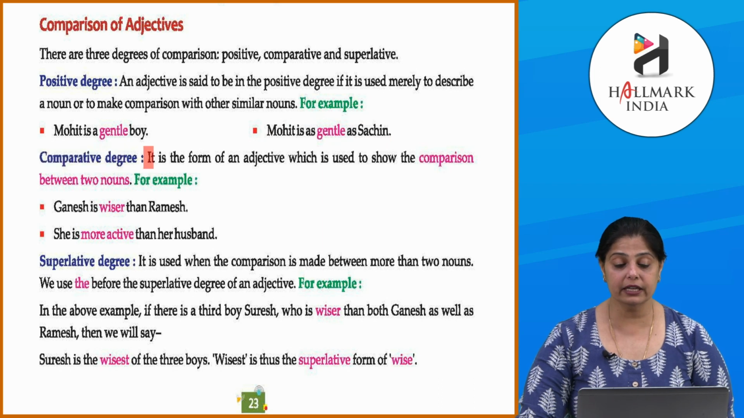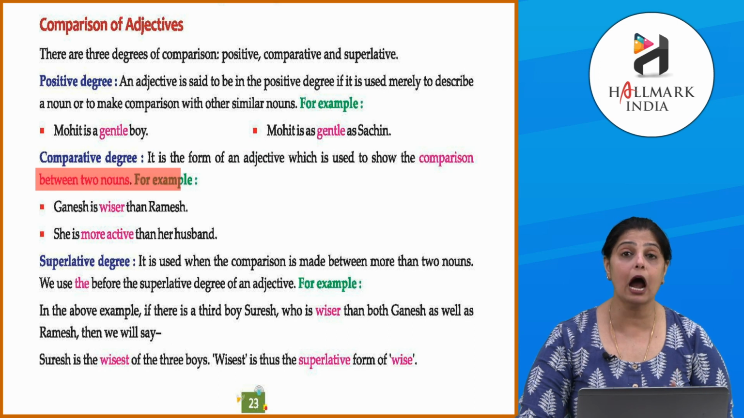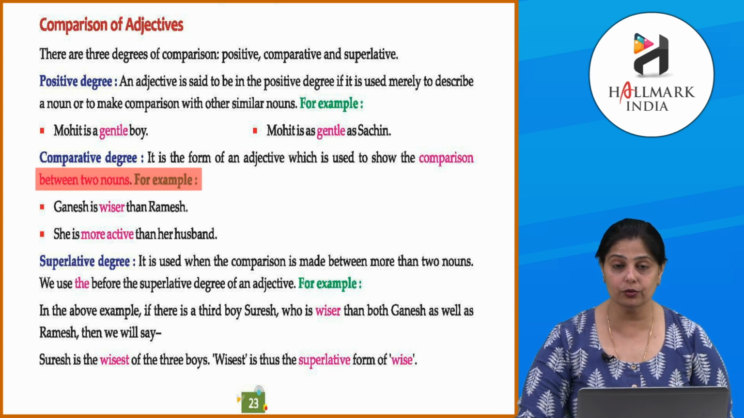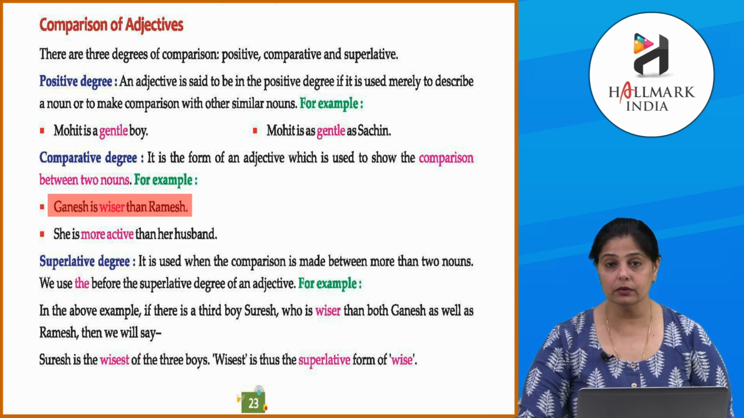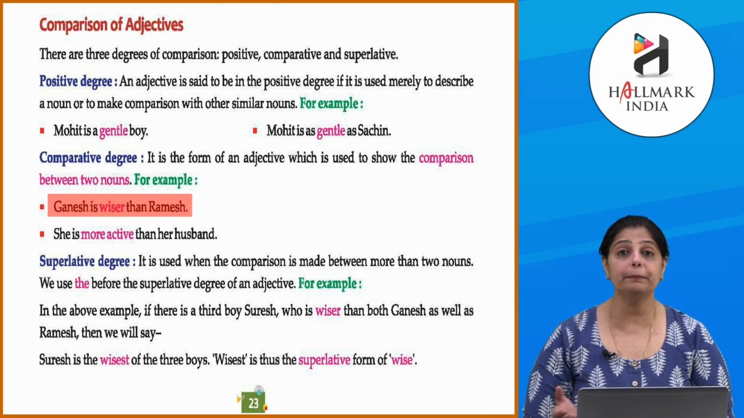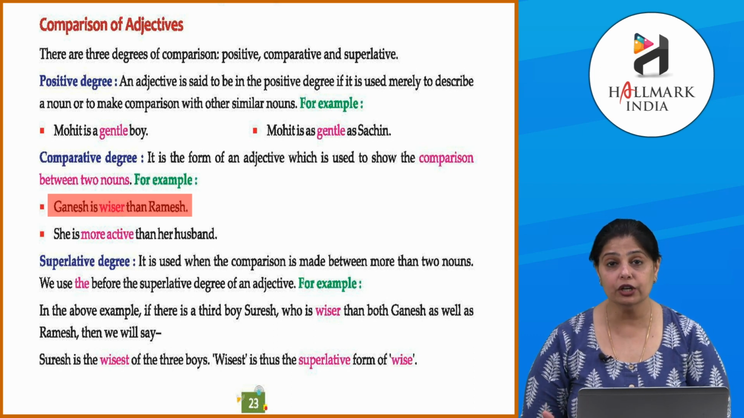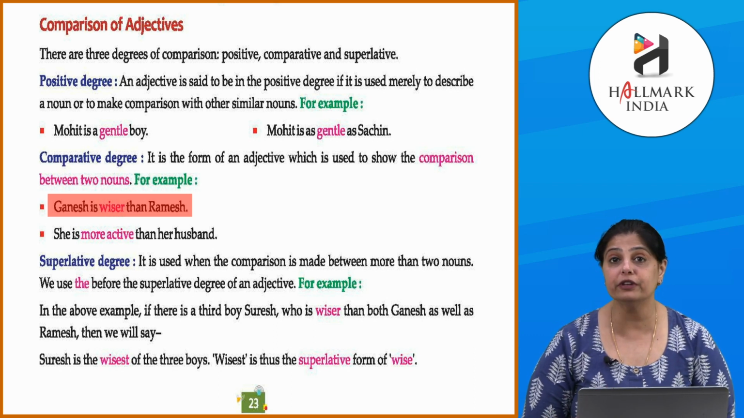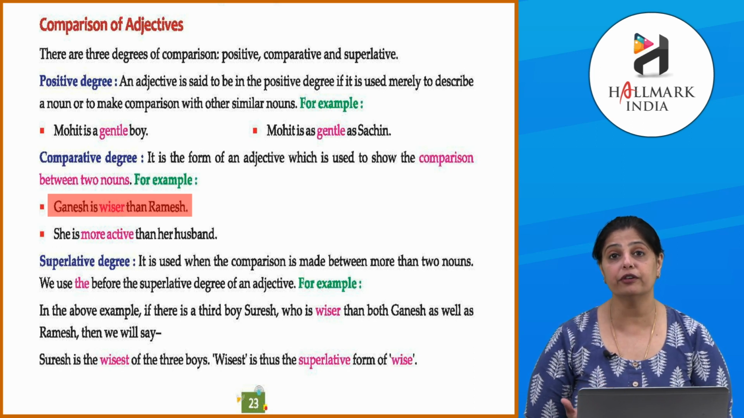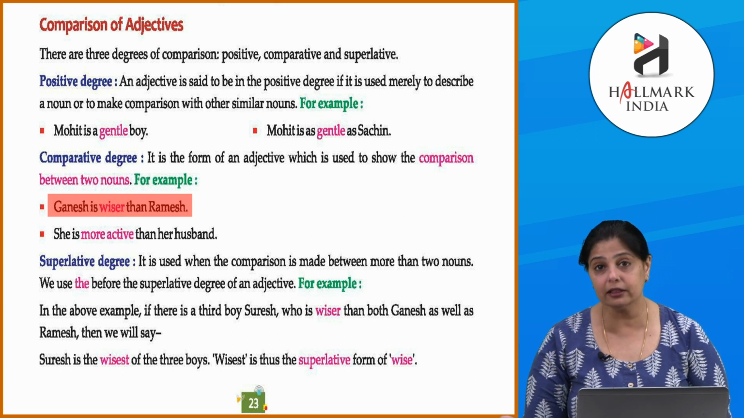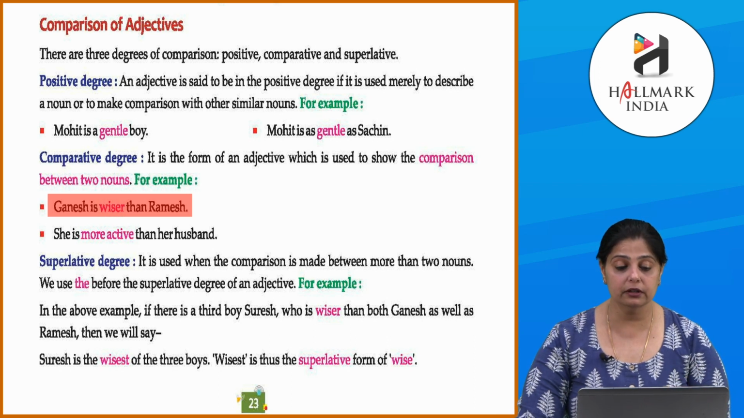Now, comparative degree: it is the form of an adjective which is used to show the comparison between two nouns. दो nouns के बीच में comparison हो रही है. Ganesh is wiser than Ramesh. So, यहाँ पे देखोगे they are not at par. अगर आप बोलते Ganesh is as wise as Ramesh, so ये बन जाता है positive degree. But now आप compare कर रहे हो and it is reflecting that one person is better than the other. That is why this becomes a comparative degree.